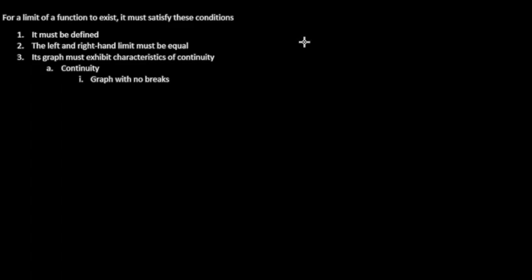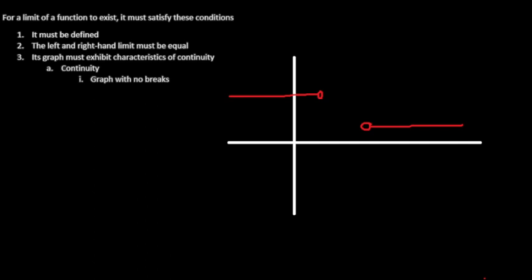Next, its graph must exhibit characteristics of continuity. So, in simple terms, kapag nakakita kayo ng graph na let's say ganito ang itsura, wait lang. So, pag nakakita kayo ng graph na ganito yung itsura, ibig sabihin, yung limit ng ganyang function will not exist. So, let us have an example of limits, and we will try to identify whether nag-exist ba yung limit niya or hindi.